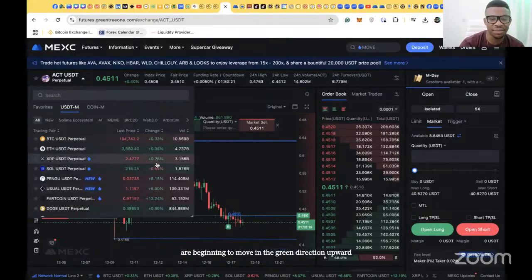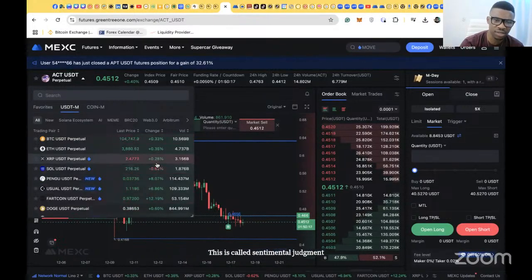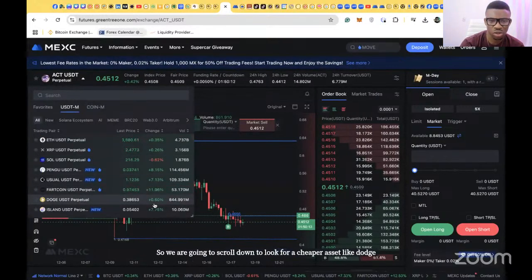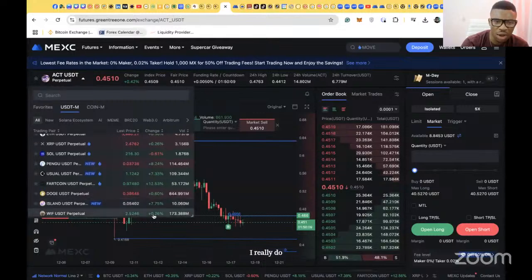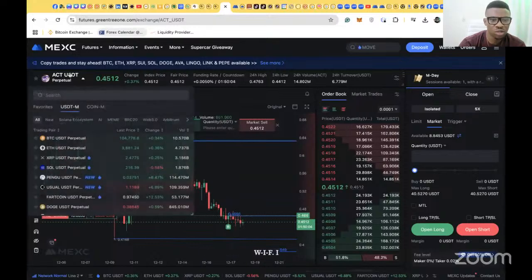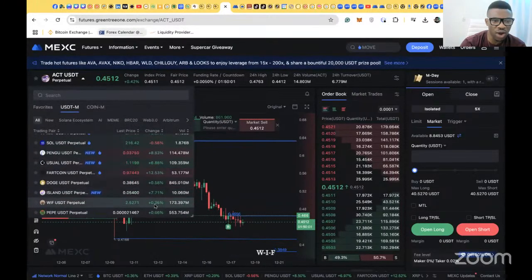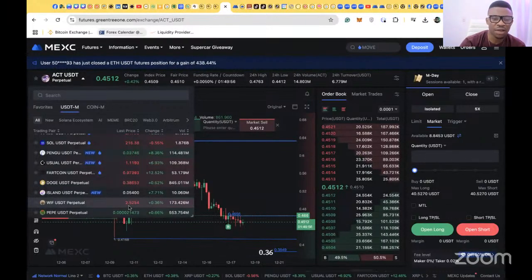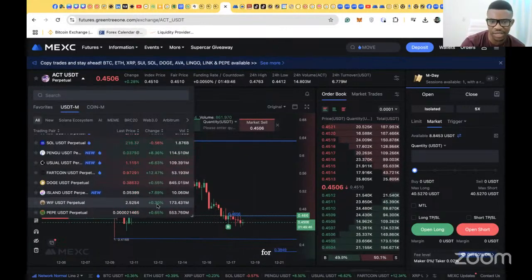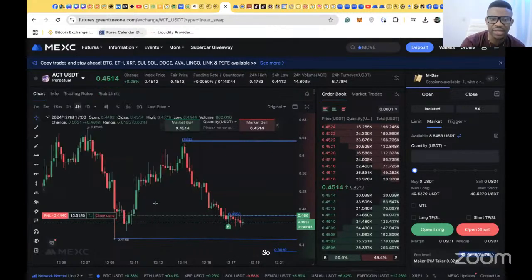It's showing that the 4 major assets, or 5, are beginning to move in the green direction, upward. This is called sentimental judgment or analysis. So we are going to scroll down to look for a cheaper asset like Doge. I really do not like it. So I go down to WIF. I see one there, WIF, 0.36, and the price of the asset is 2.5. The current 24 hours change in price is positive for WIF USDT. For that reason, I'm going to pick this asset.